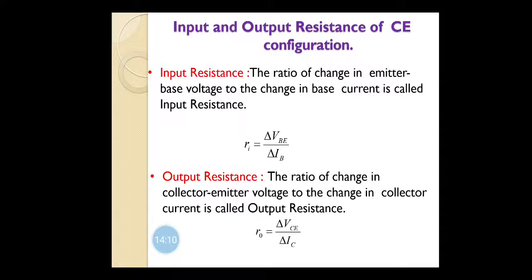Now we will learn the terms input resistance and output resistance. Now what is input resistance? The ratio of change in emitter to base voltage to the change in base current is called input resistance. So this is the input voltage divided by input current. And output resistance is the output voltage upon output current. Here the output voltage in common emitter is VCE and output current is IC, so that is VCE upon IC. And input voltage is VBE and input current is IB, and therefore input resistance is equal to VBE upon IB.